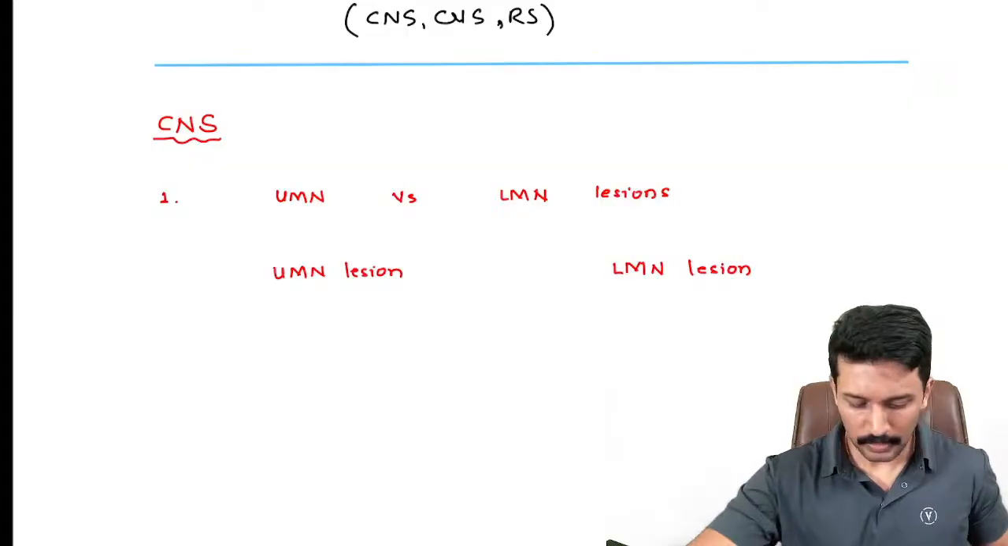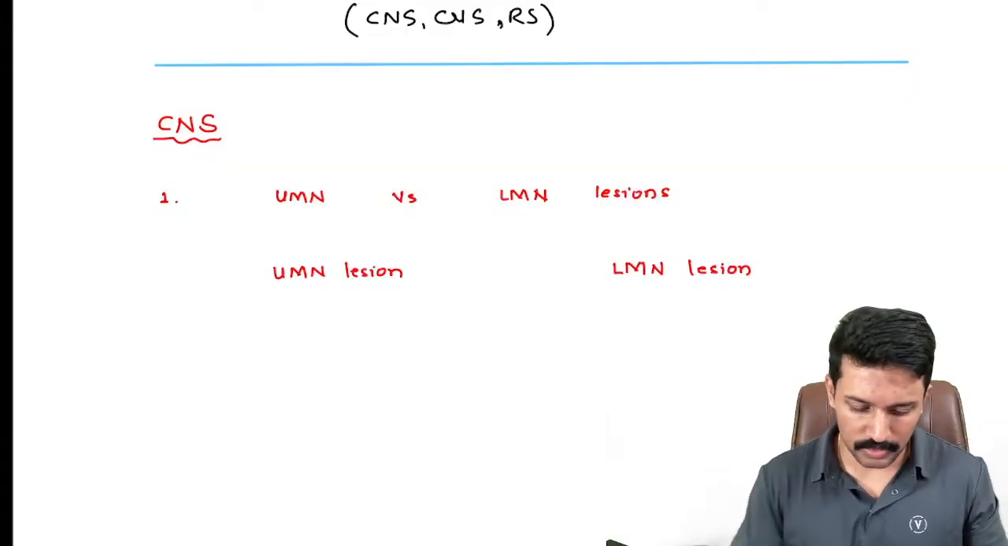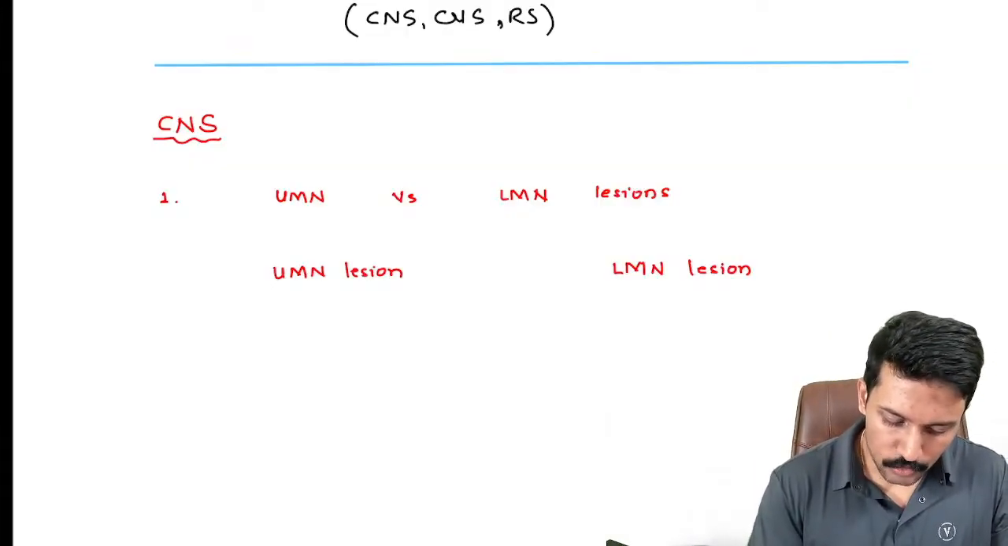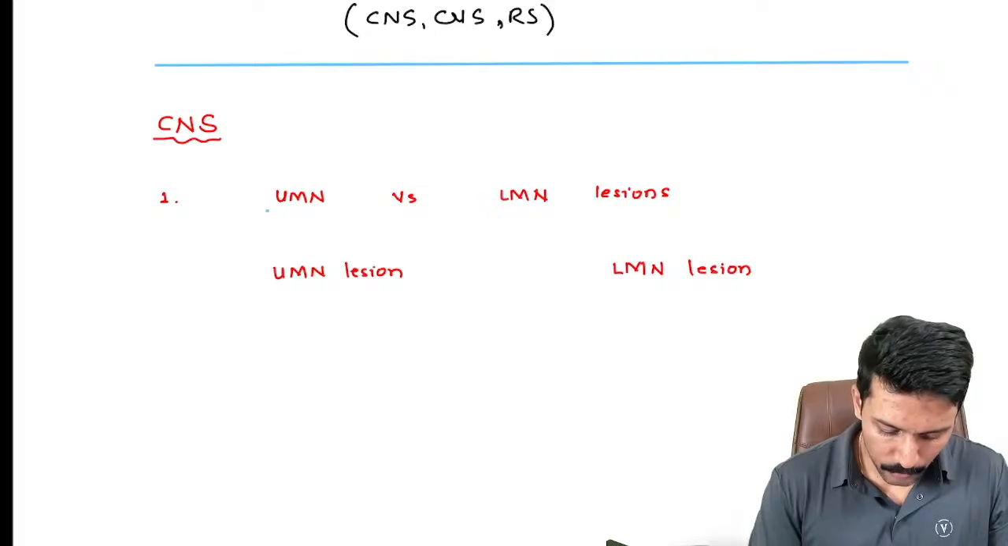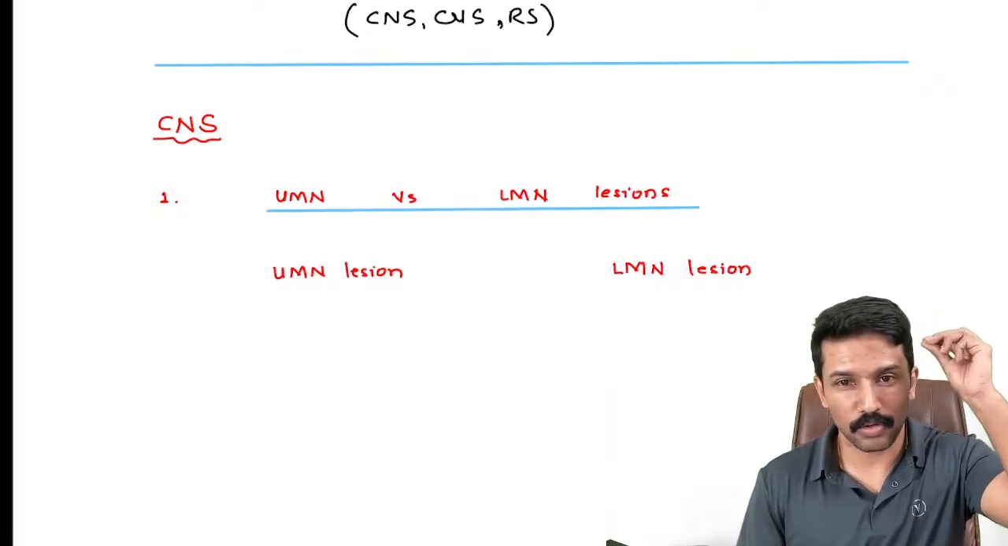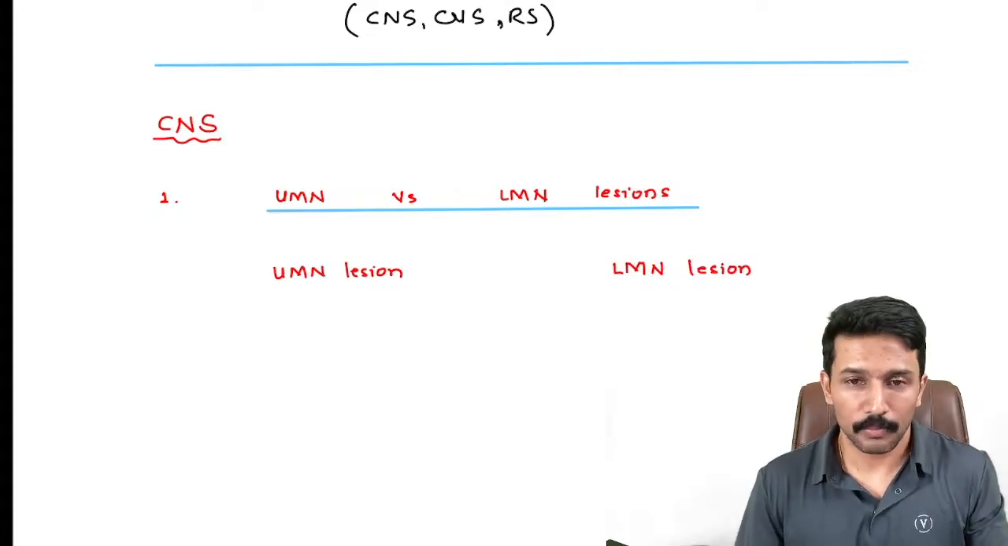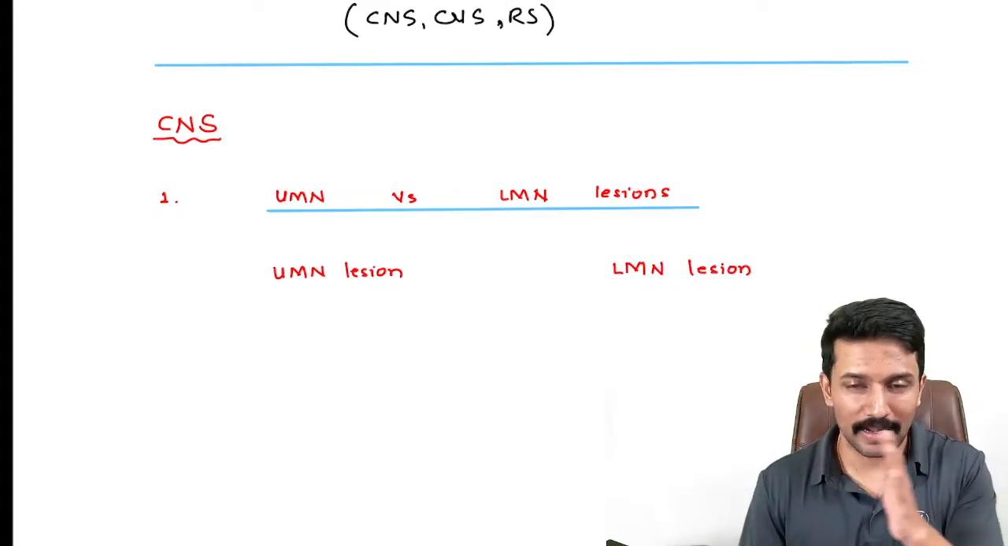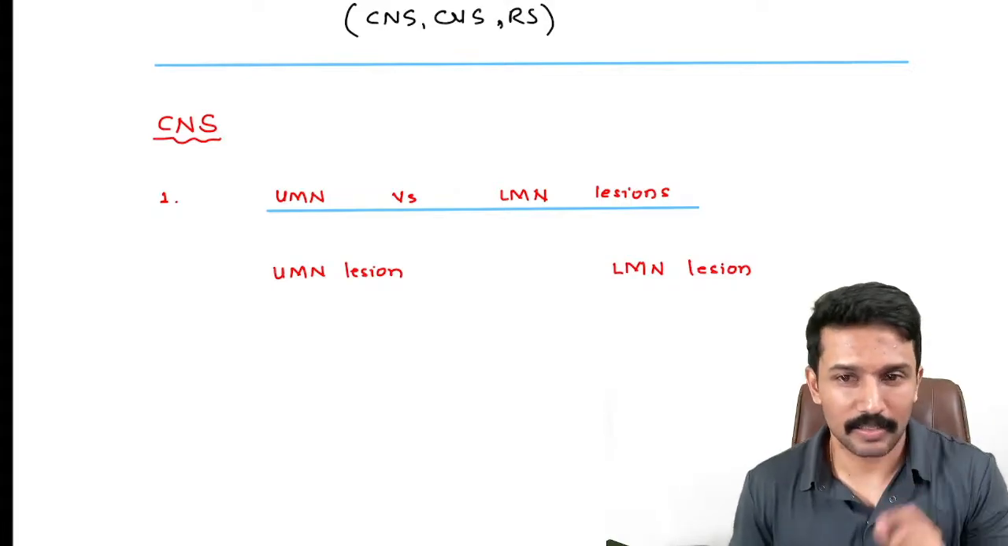So let's get going. The first thing we need to address is UMN versus LMN. We know that when it comes to the motor system, we have an upper motor neuron that begins in the brain, the motor area. Where is the motor area located? The motor area is located in the frontal lobe, anterior to the central sulcus, right?